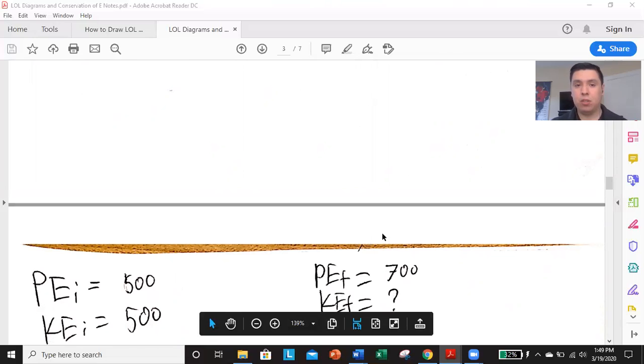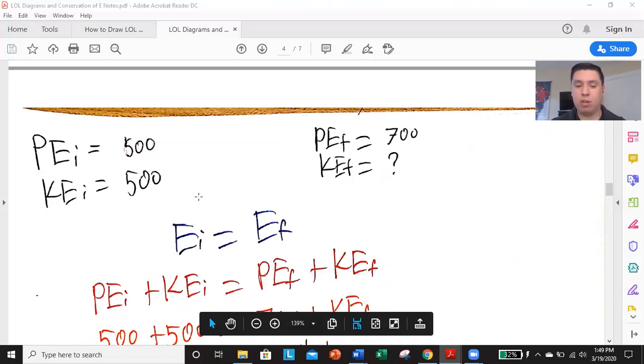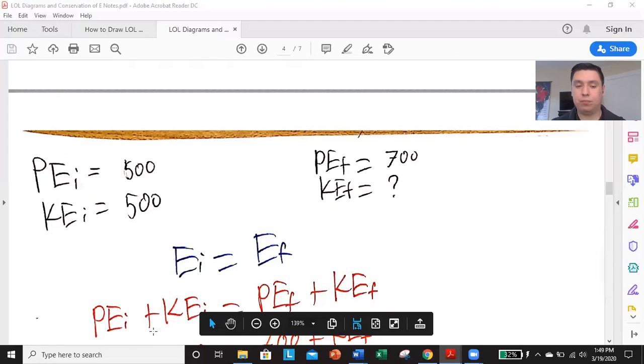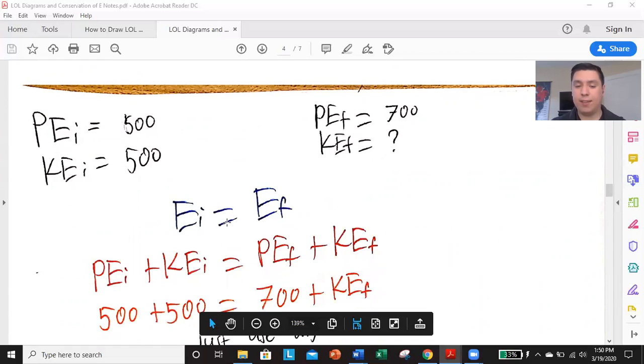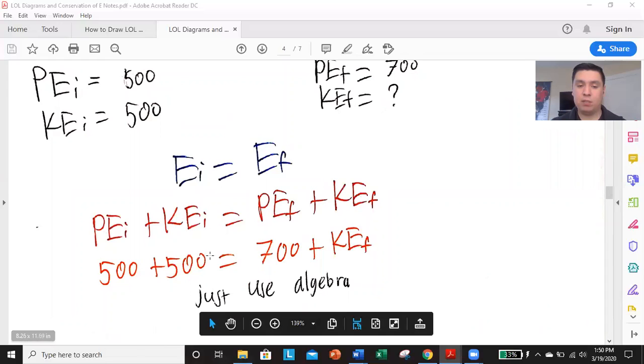Like I mentioned before, EI must equal EF. And since EI and EF are the sum of each individual part, we can just put that equation down here: PEI plus KEI equals PEF plus KEF. We know all the numbers except KEF, so we can just plug it in to solve for it. 500 plus 500 equals 700 plus KEF.